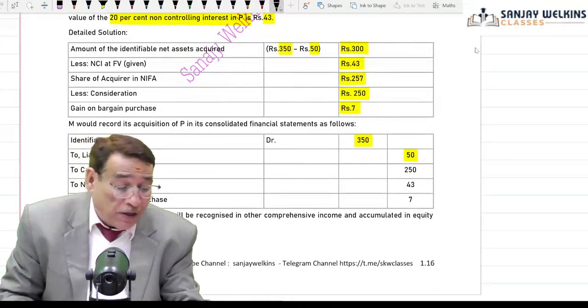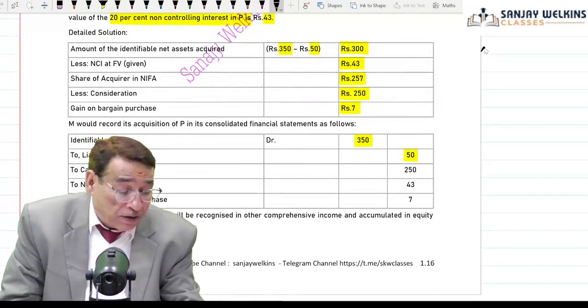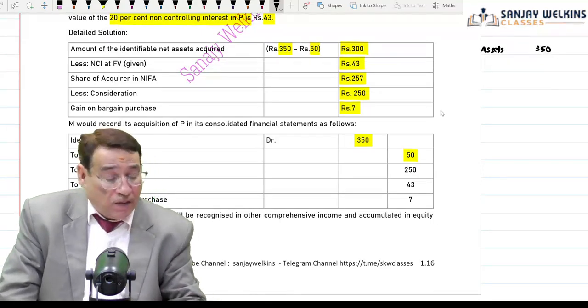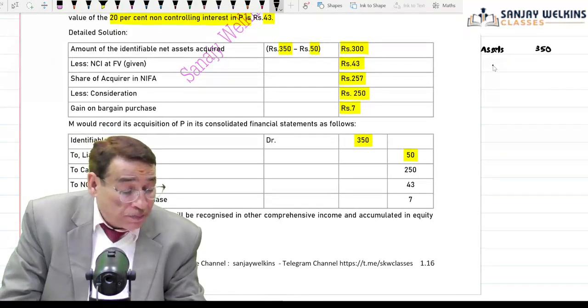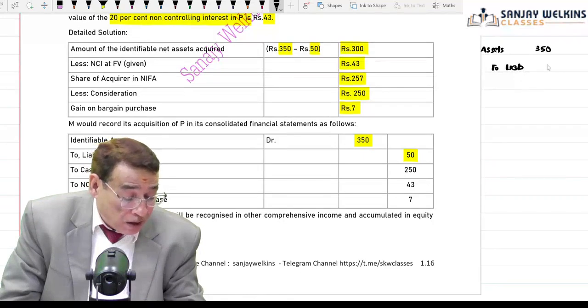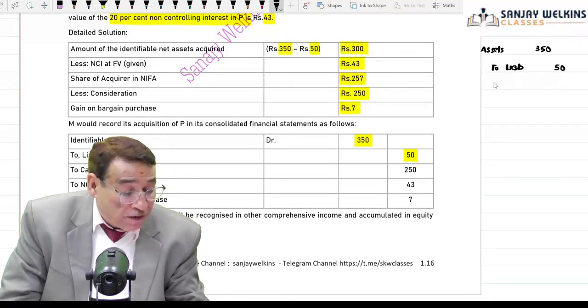Your entry will be asset account debit. You are acquiring assets worth rupees 350. Number one. Number two, because assets and liabilities are given separately, it is always better to write them separately. Liability is equal to 50.